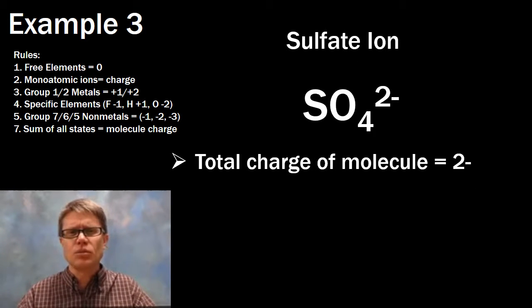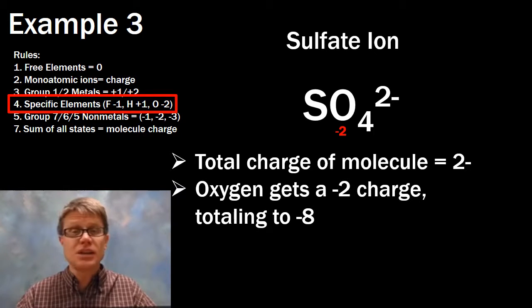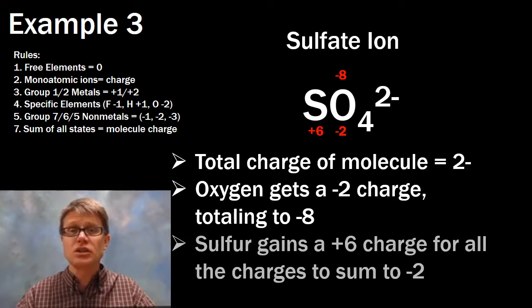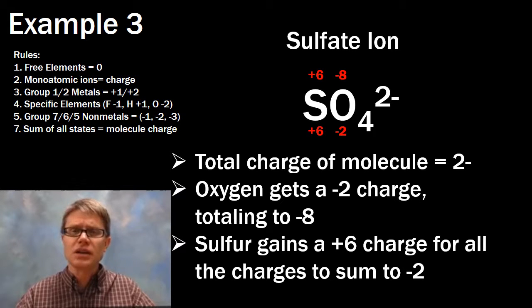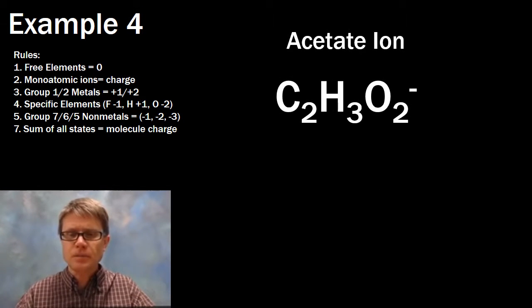Example 3, we have the sulfate ion. So we'll see the total charge of the molecule is a -2. The oxygen gets a -2 charge, totaling to -8 overall. The sulfur gains a +6 charge for all the charges to sum to -2 to equal the charge of the ion.